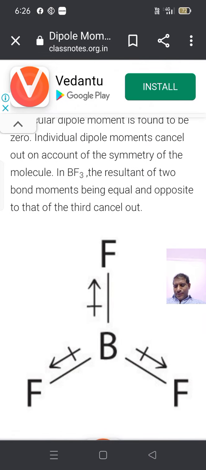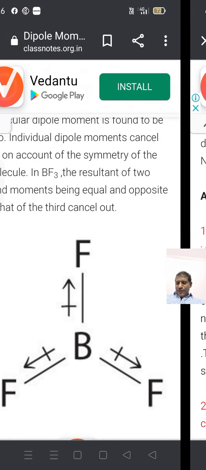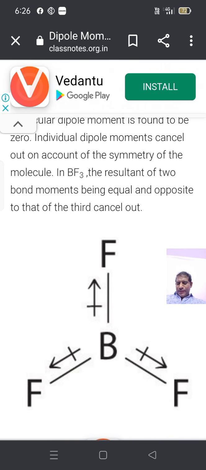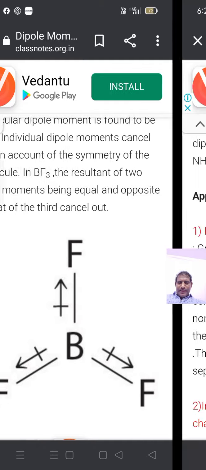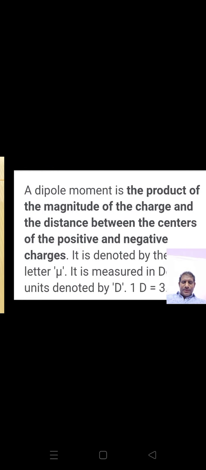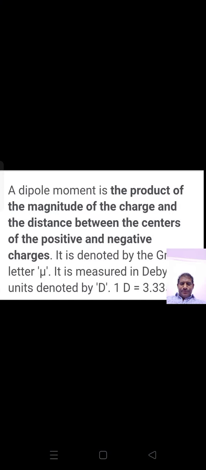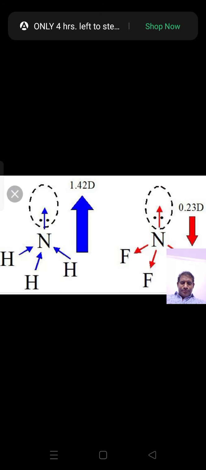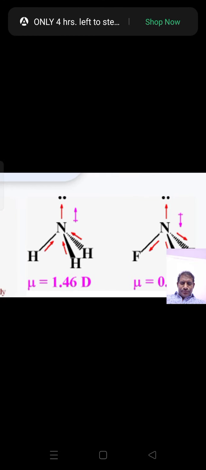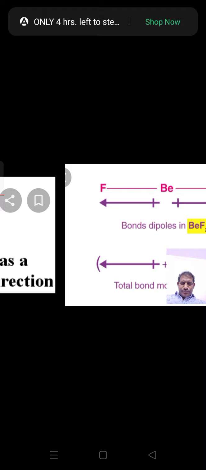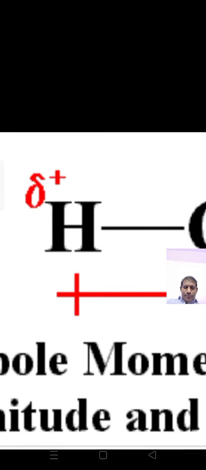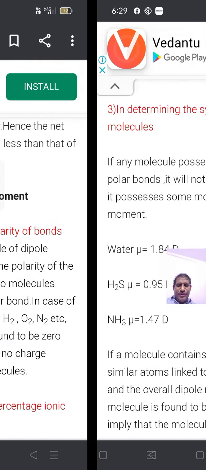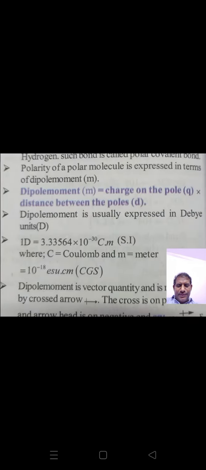Now let us discuss dipole moment. It is a vector quantity and is represented by a crossed arrow. Now let us discuss applications of dipole moment.